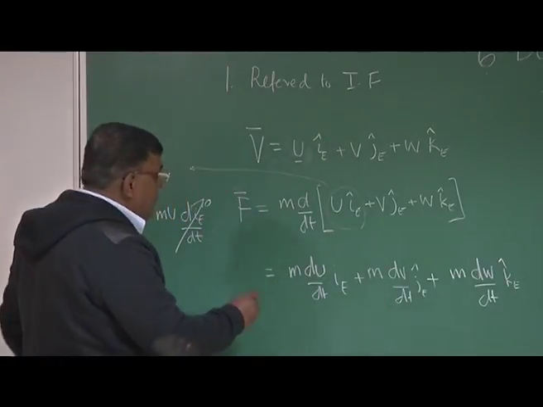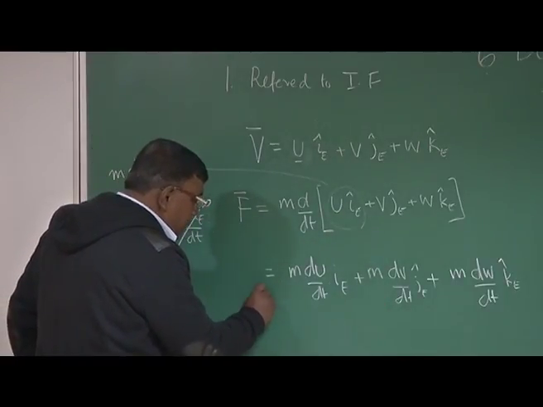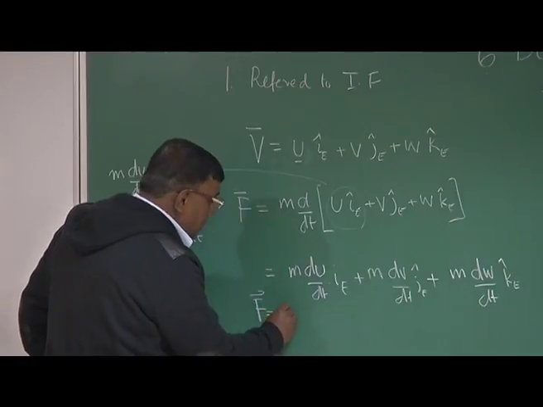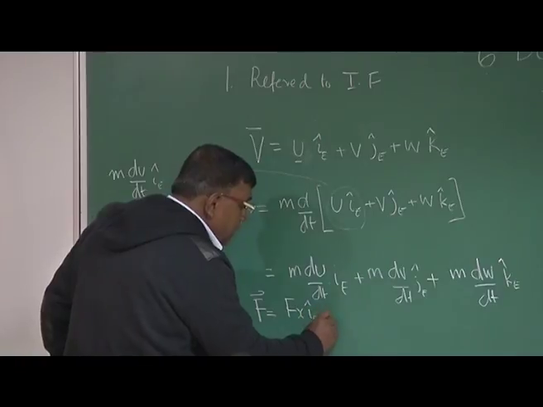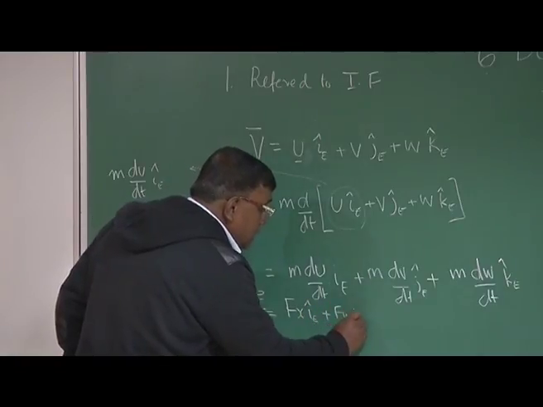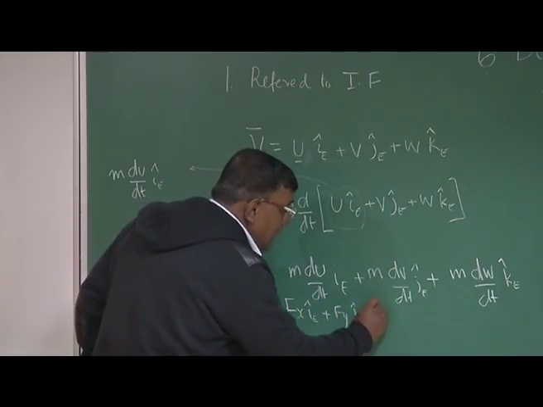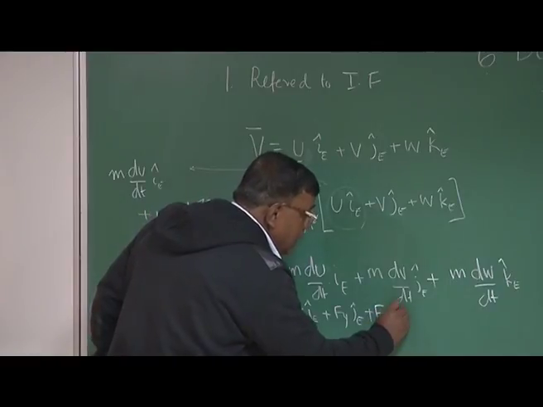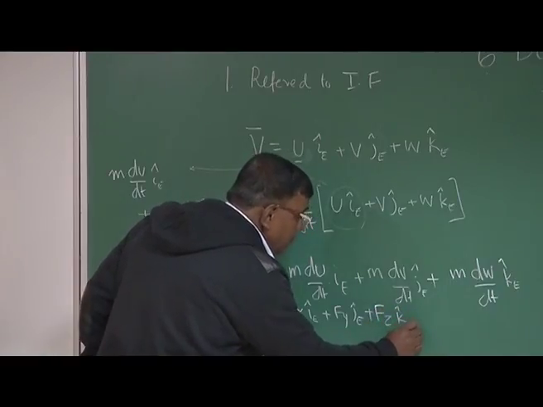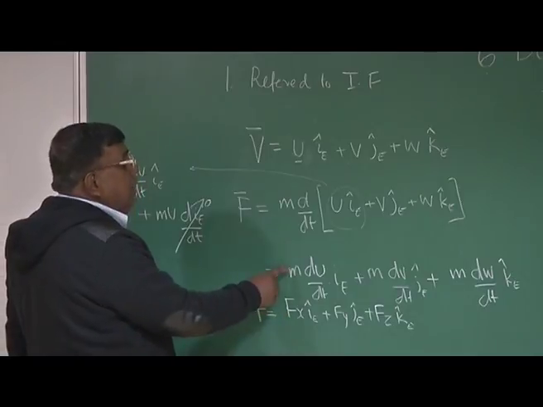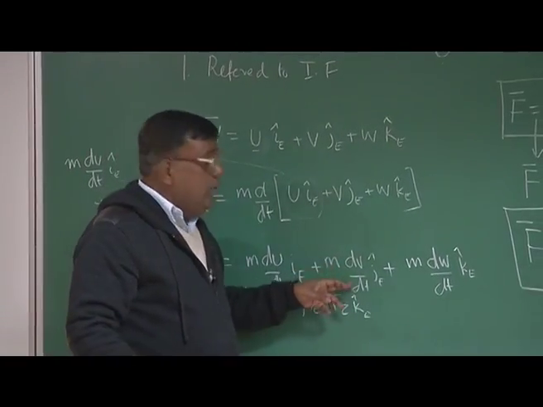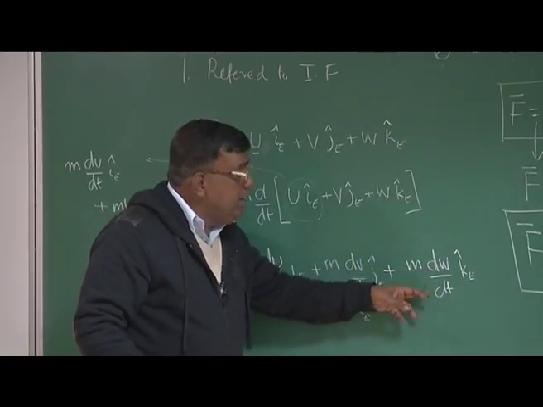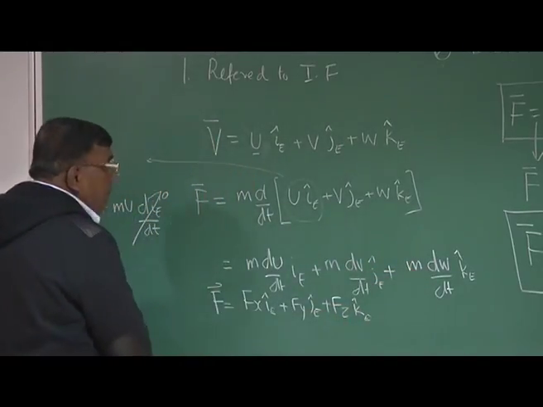So from here now you can easily see F vector is having Fx IE plus Fy JE plus Fz KE. And what is Fx? Fx is nothing but M du by dt. What is Fy? It is M dV by dt. What is Fz? M dW by dt. Okay, there is no problem on that.